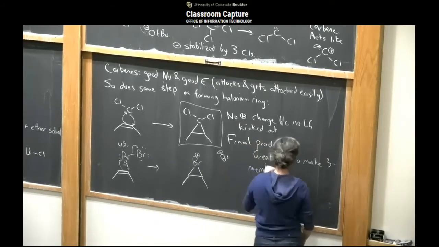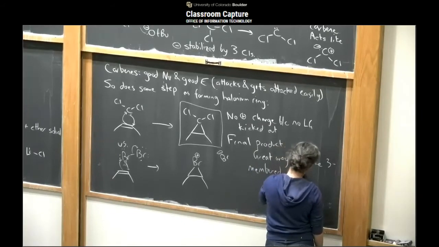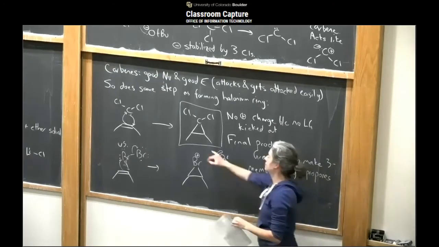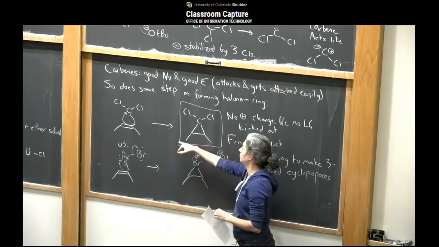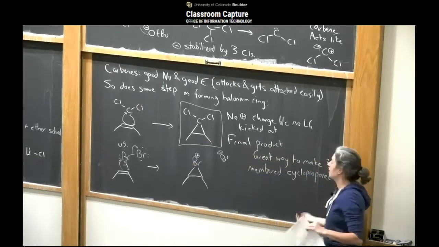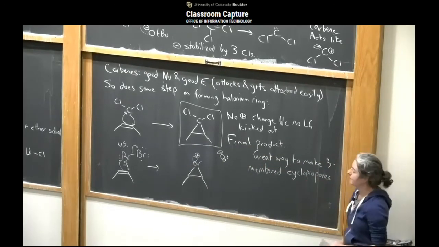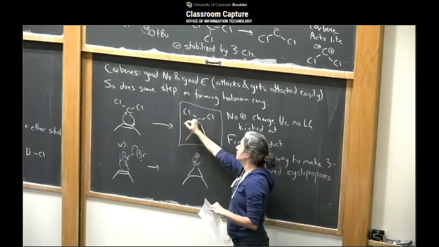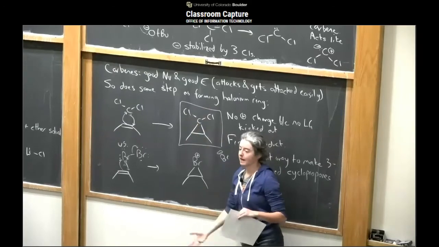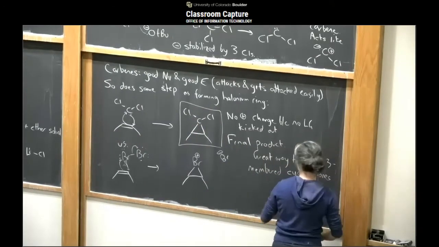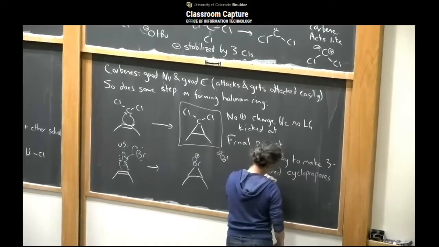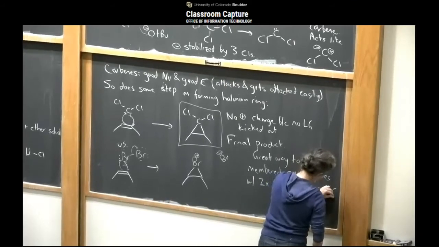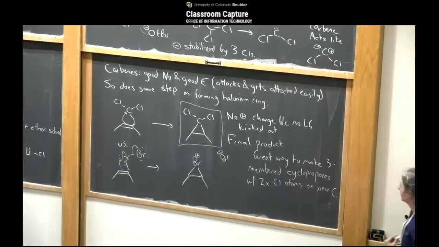So three-membered all-carbon rings, or cyclopropanes with potentially other stuff dangling off of it depending on what was on the alkene in the first place. But one other thing that's worth pointing out is these are not just straight cyclopropane. They're cyclopropane with two halogens, two chlorine atoms, hanging off the one carbon you just added. Okay.